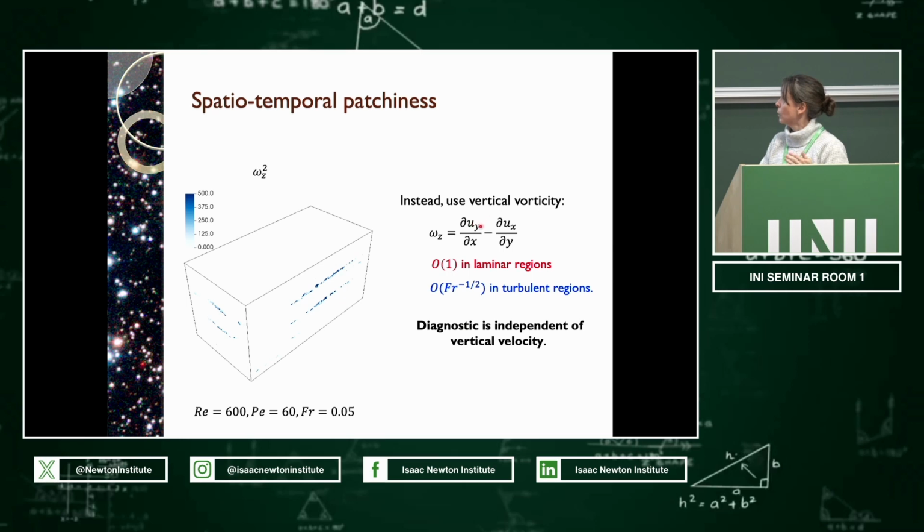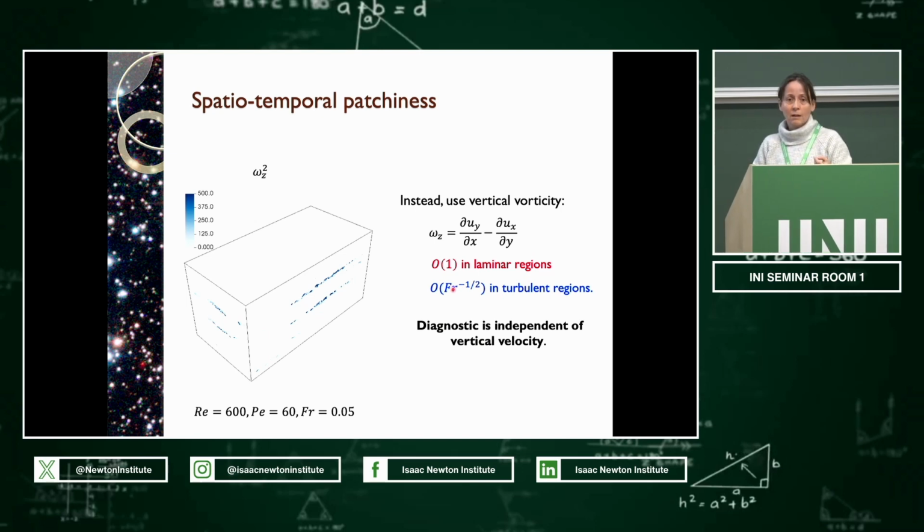because the vertical vorticity w_z is dv/dx minus du_x/dy. And that one is of order 1 in the laminar region, but order Froude to the minus a half in the turbulent regions. And if you plot it, now you can see that it only picks up the turbulent patches. Okay, so the message here is that vertical vorticity is a much better tracer of turbulent patches for these intermittent simulations than the entropy itself.